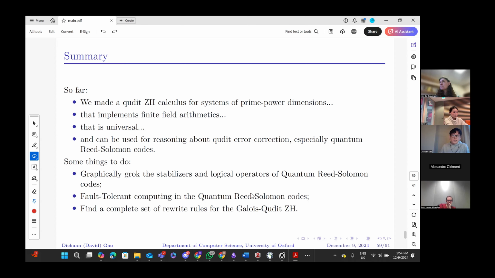Some things we would like to do is graphically grok, in Alex's terminology, the stabilizers and logical operators of the Reed-Solomon code. We would like to see how fault tolerance works in quantum Reed-Solomon codes, so what are the transversal gates and so on. And separately, we would also really like to find a complete set of rewrite rules for the Galois-qudit ZH calculus. And that's been in the works for a while. We actually currently don't even have a complete set of rules for the prime qudit ZH calculus. So that would be something that's really interesting for us. Yes, okay, that's all. Thank you.